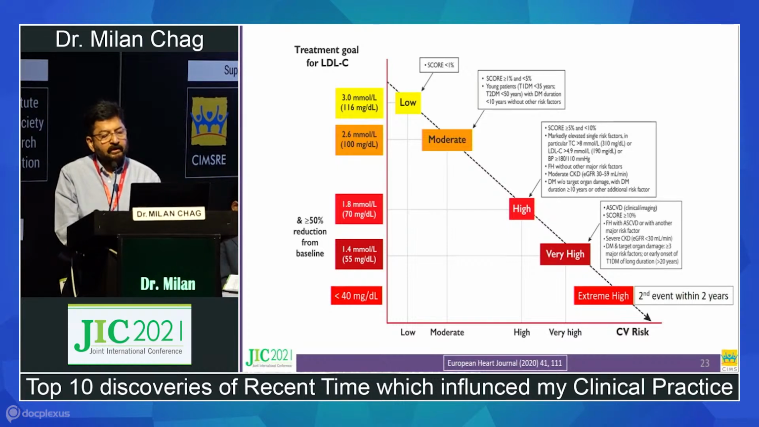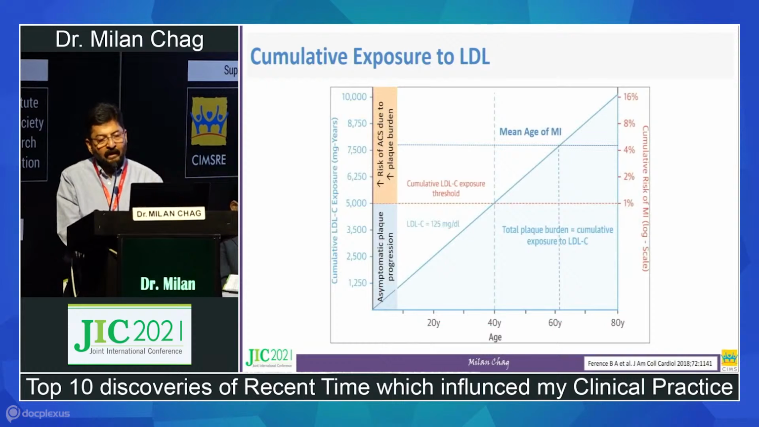And what is the extremely high risk group? Those who get a second event within 2 years, then LDL target should be as low as less than 40. That is what the ESC guideline says, and even the Indian guideline says the same.